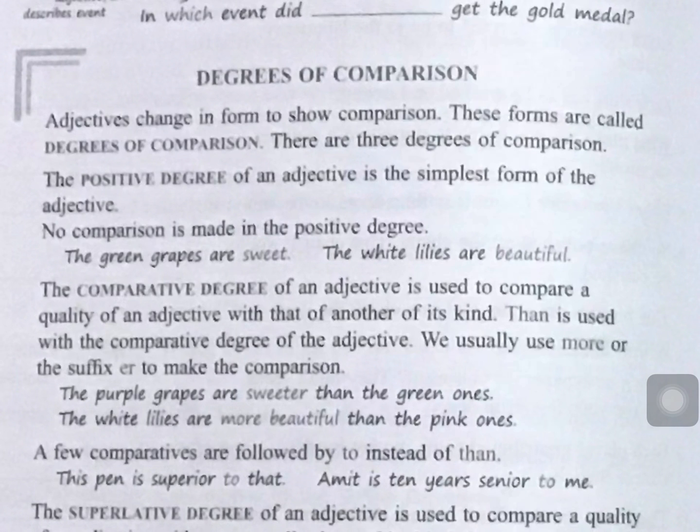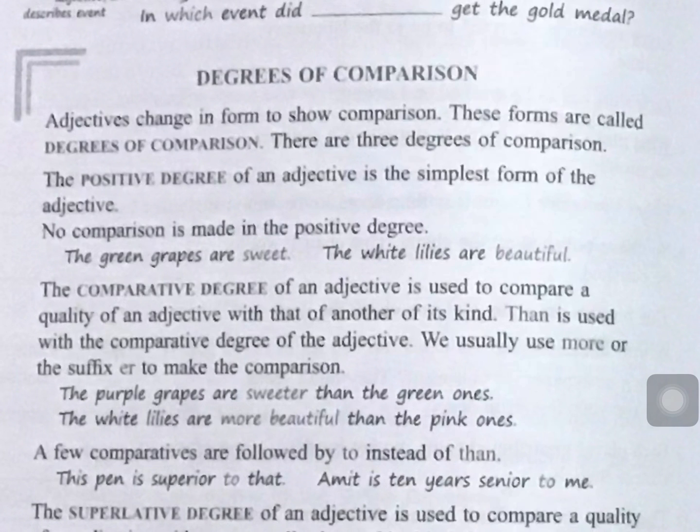Than is used with the comparative degree of the adjective. What is used here with the comparative degree of the adjective? Than is used. We usually use more or the suffix er to make the comparison. What do we use here, children? We usually use more to make it comparative degree, and the suffix, what do we use? Er to make the comparison. So these 2 important clues have to be remembered by you very clearly.